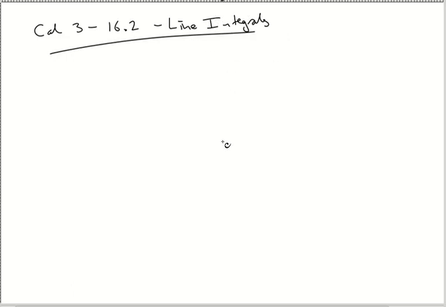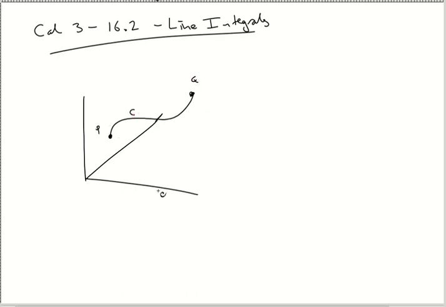A line integral is really kind of interesting. I'm going to try to draw a representation of what you could imagine it as. Say that we have a curve going between 2 points in space, and this is a point P, this is a point Q, and this is a curve C.